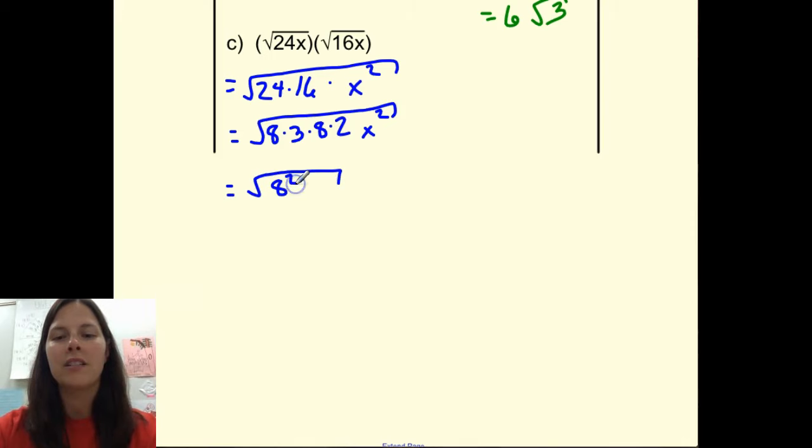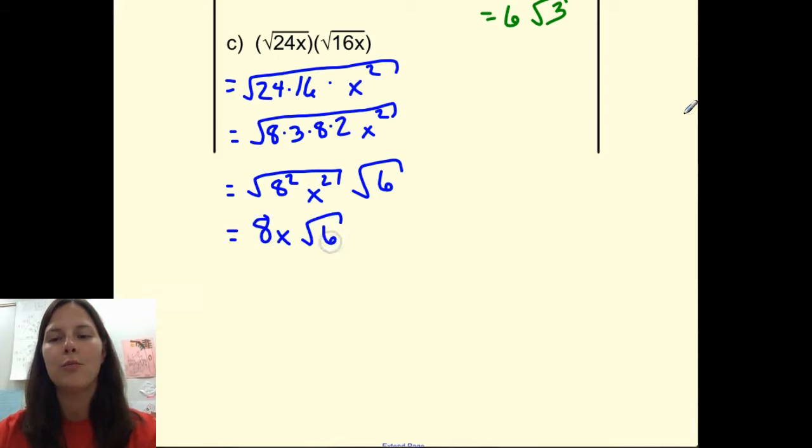8 squared is a perfect square. x squared is a perfect square. And I have 3 times 2, or 6, left over. The square root of 8 squared is 8. The square root of x squared is x. And 6 has no perfect square factor left over.